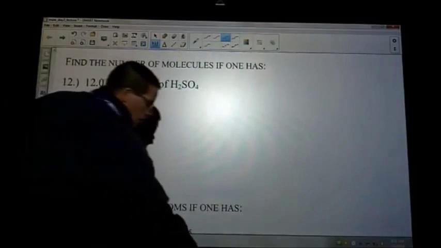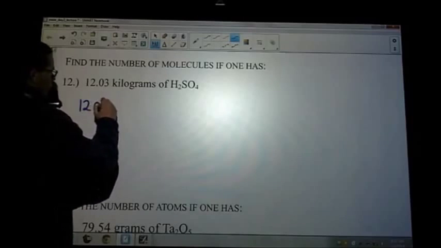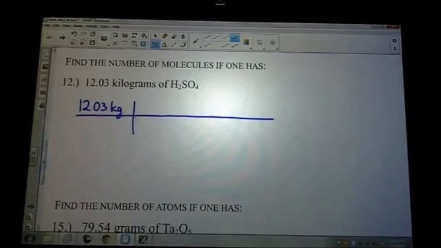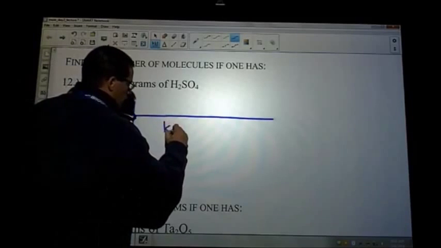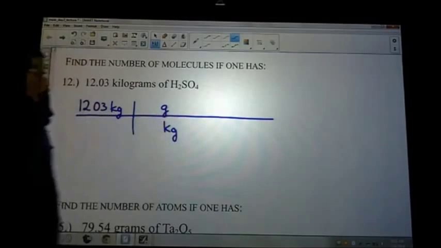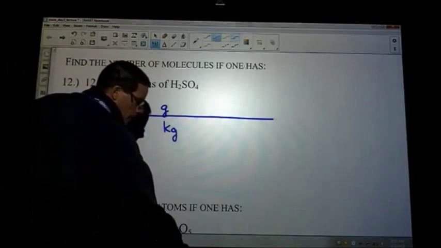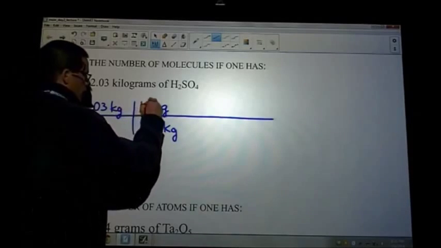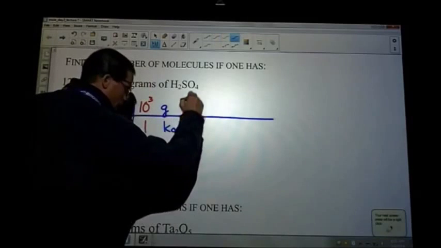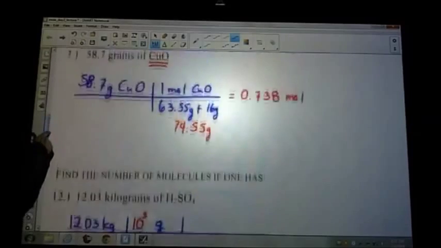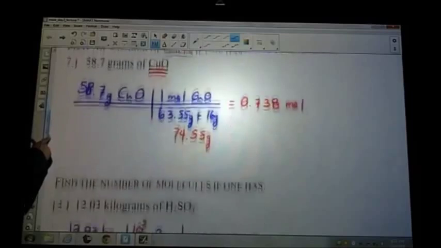So start with what you know. So I have my 12.03 kilograms. And again, kilograms is not what I want, so move it diagonally. And what am I converting that to? Grams. And which one's bigger, kilogram or gram? Kilogram, very good. How many grams in a kilogram? 10 to the third. Okay. Again, retrieving the information from the past, we love it. Okay, so again, what's the next step? Go to mole, very good.